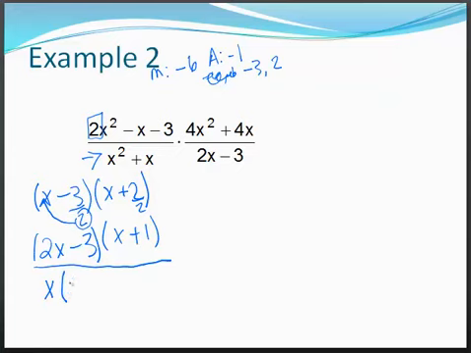I would just pull it out to the front, and I'd be left with x plus 1. Okay, so now this fraction is fully simplified, or factored. Times, okay, let's look at the top up here. Again, we're adding, so we don't have difference of squares.